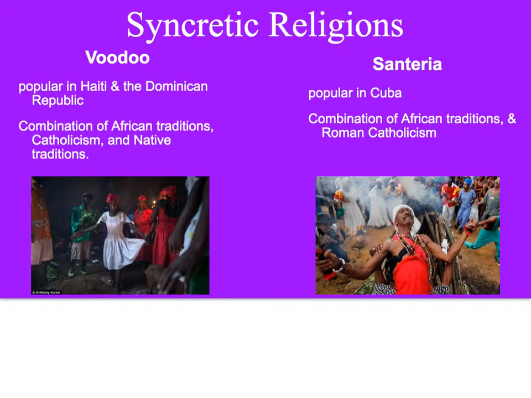So during the slave trade, Africans were brought over to the Caribbean where they encountered natives, but they also encountered European settlers who brought with them Catholicism and forced that upon the slaves. So the slaves took a little bit from home, combined with the native practices, combined with Catholicism, or in the case of Santeria, just Catholicism, and they made their own practice, their own belief, their religion. So syncretic religions are ultimately a result of cultural diffusion.